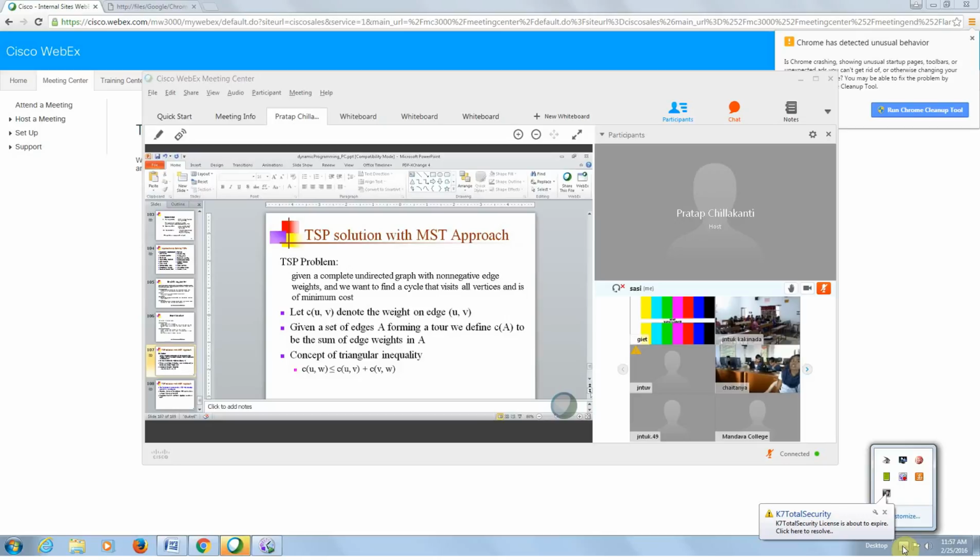Now, if all of those edges have weights, whether they are costs or distances, there can be many spanning trees. Whichever spanning tree has the lowest weight is the minimum spanning tree, in essence.